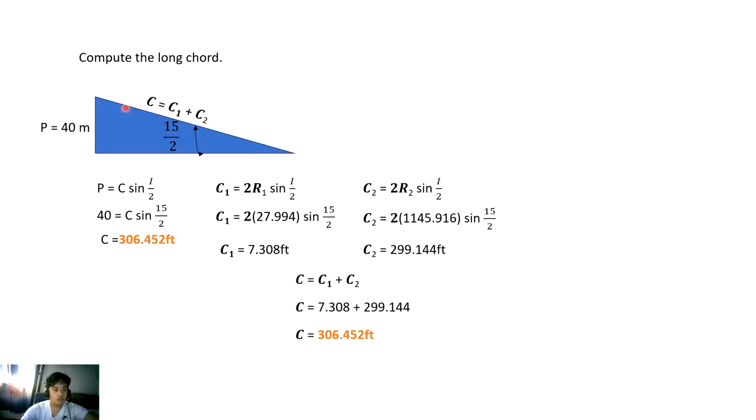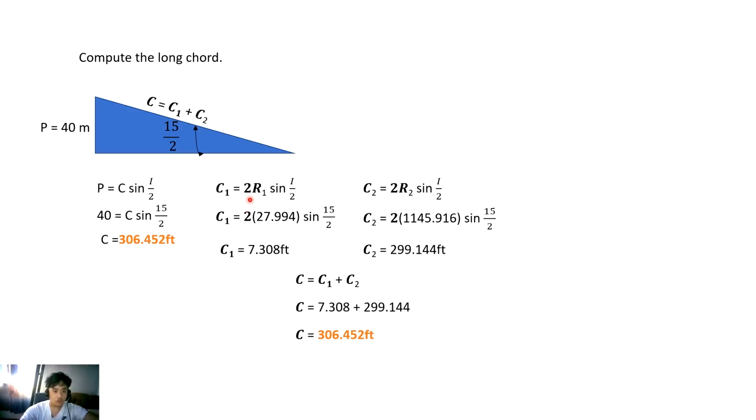Para naman sa long chord, gagamitin natin yung formula na P equals to C sin I over 2. Then, yung C equals to C1 plus C2. So, dun muna tayo sa P equals C sin I over 2. So, substitute natin. Ang P natin ay 40 equals to C sin I, which is yung 15. Ito. Over 2. So, makukuha natin na C ay 306.452 feet.